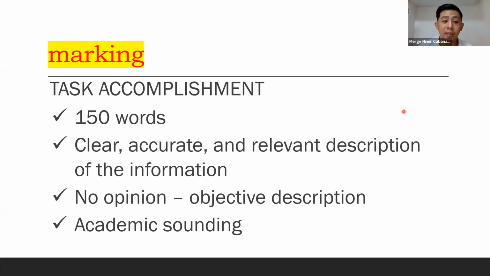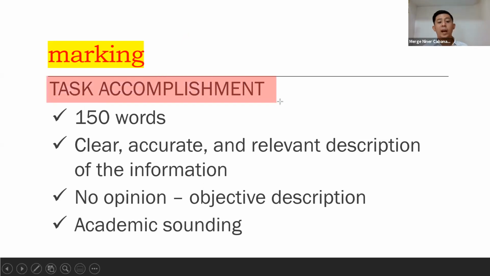We call them band descriptors, and the marking is divided into 4. The first one is task accomplishment. Task accomplishment is perhaps the most important among them.